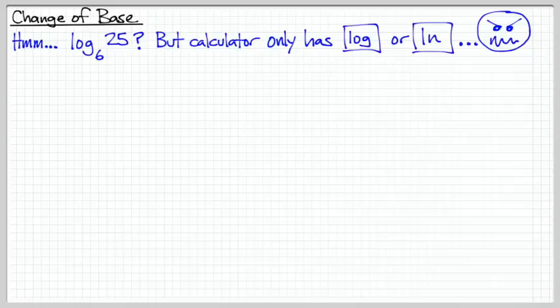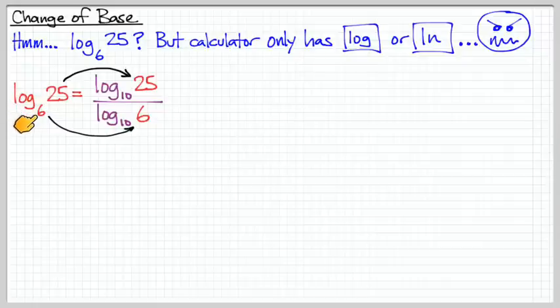Now let's talk about this last topic. On a calculator, there is no log base 6 button. We have log, which is log base 10. We have natural log, which is log base e, but we don't have log base 6 as a button on the calculator. So this is how we solve that problem.